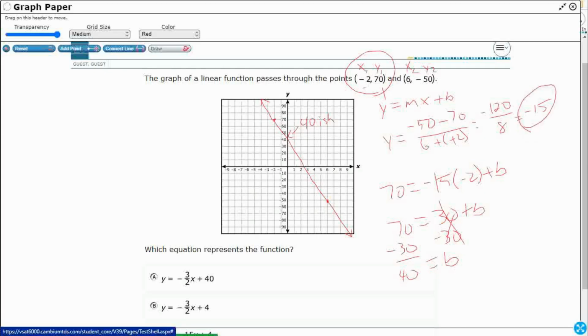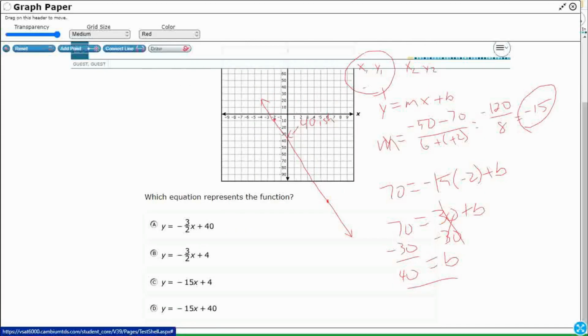All right, so it's y equals mx plus b. My m is negative 15. My b is going to be that 40. And our answer here is going to be D.